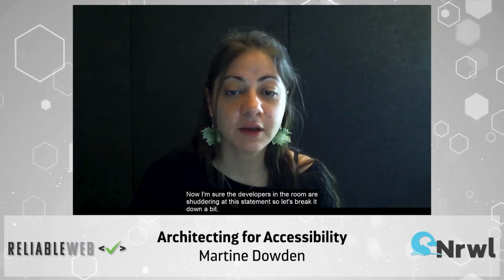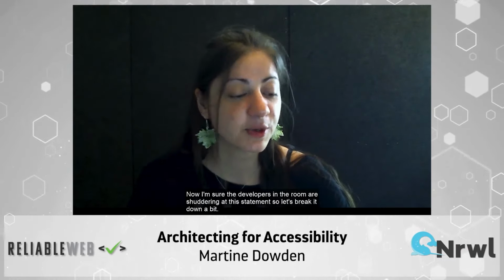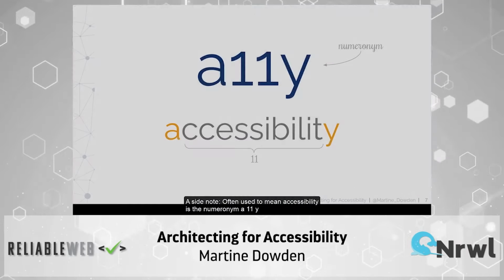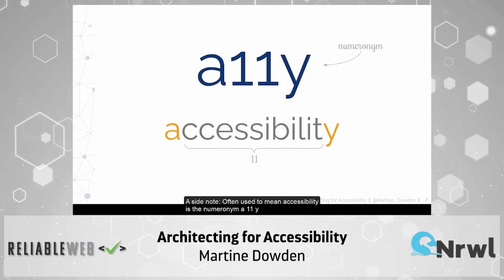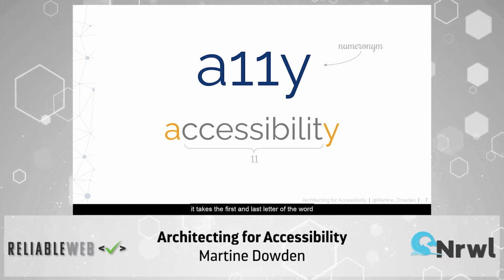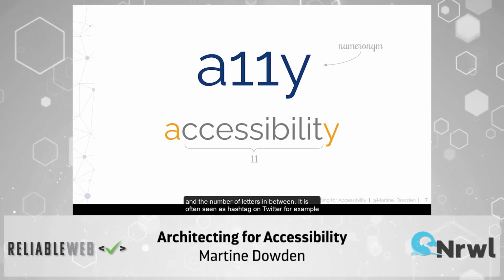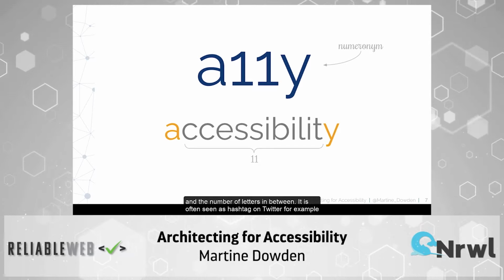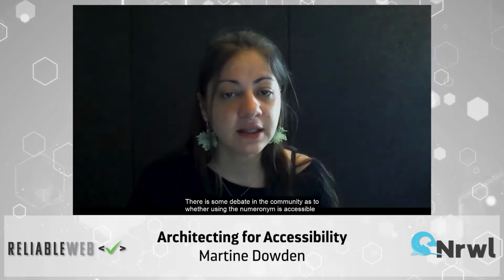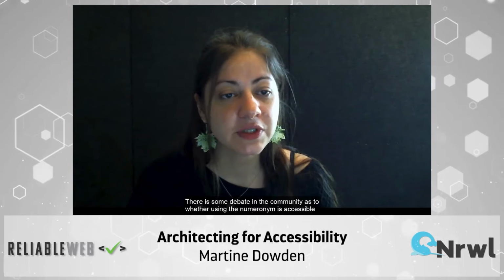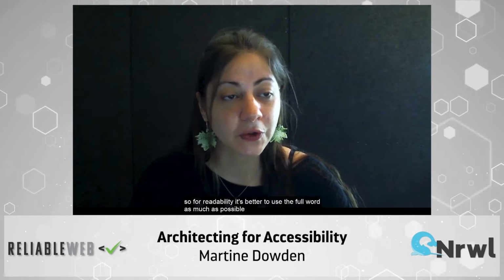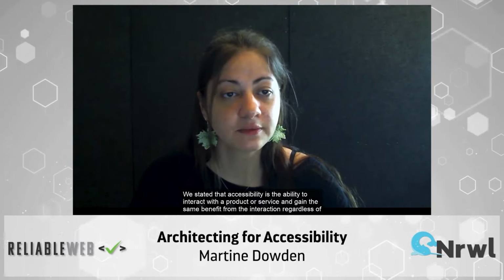Now, I'm sure the developers in the room are shuddering at the statement, so let's break it down a bit. A side note, often used to mean accessibility is the numeronym A11Y. It takes the first and last letter of the word and the number of letters in between. It's often seen as a hashtag on Twitter, for example. There is some debate in the community as to whether using the numeronym is accessible, so for readability, it's better to use the full word as much as possible.